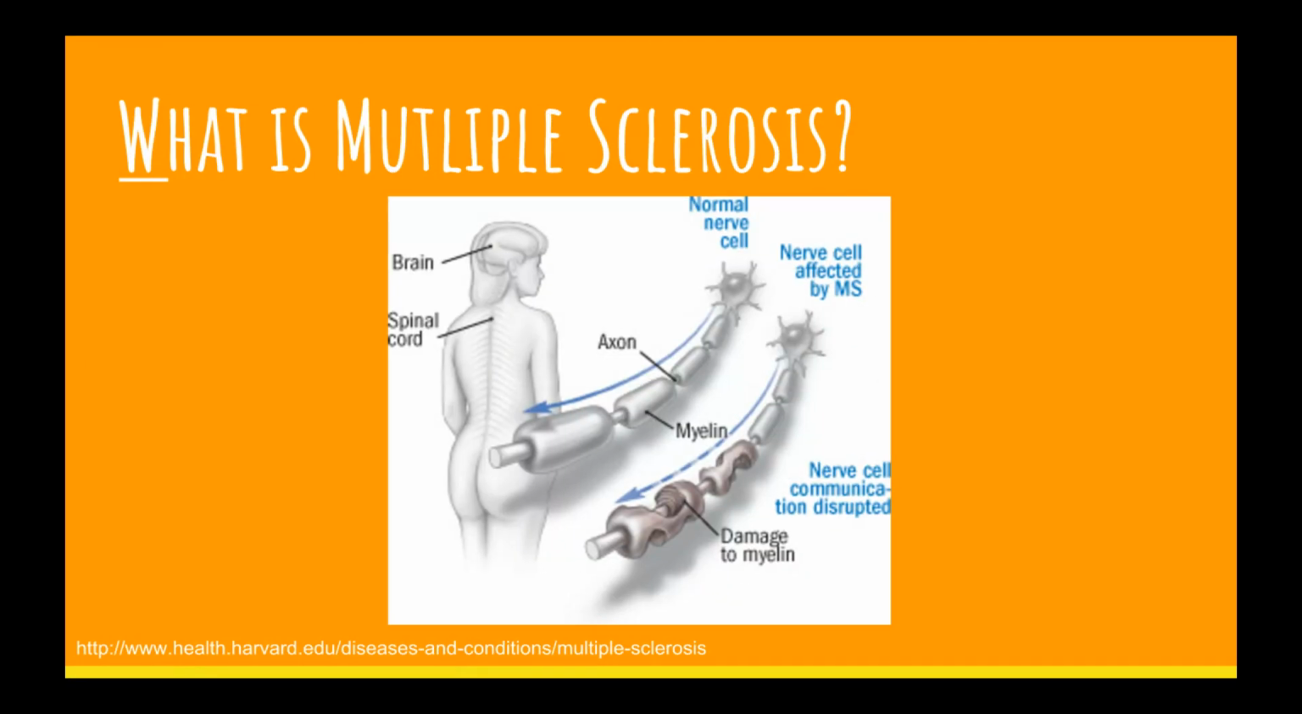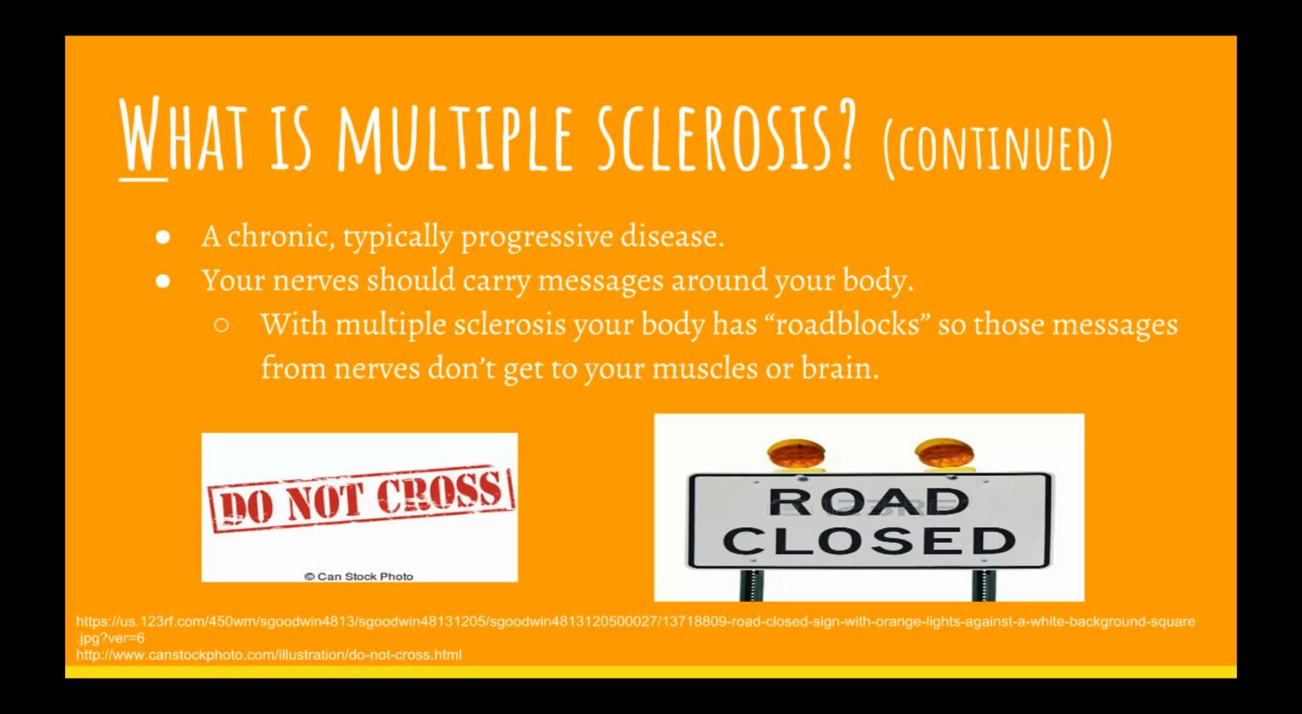What is multiple sclerosis? Here you can see how the bottom nerve has damage to the substance around the nerve, which is called the myelin sheath. This is what multiple sclerosis looks like in your body. Multiple sclerosis is a chronic, typically progressive disease that affects adults between 20 and 50 and is more common in women than men. Your nerves carry messages around your body.